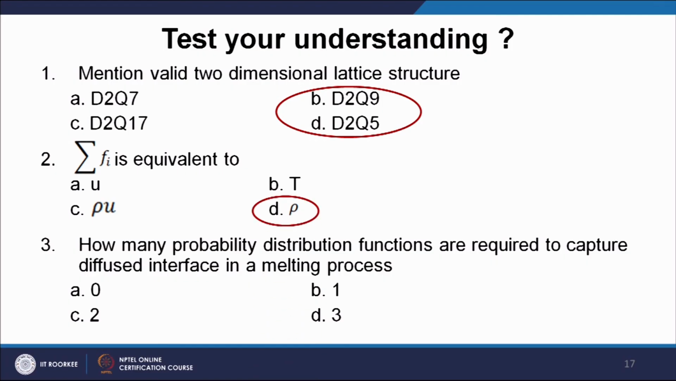How many probability distribution functions are required to capture a diffused interface in a melting process? Melting process means it will involve heat transfer as well as an interface, so it will be the diffused interface concept, as well as definitely the continuity and momentum equations. So, we have the continuity and momentum equation, the energy equation and the diffused interface equation. We have options as 0, 1, 2 and 3. So, definitely the correct answer will be F, G and H. So, the correct answer is 3.